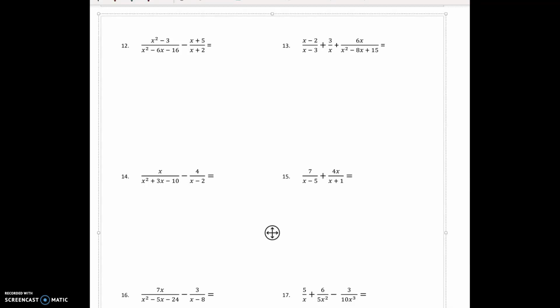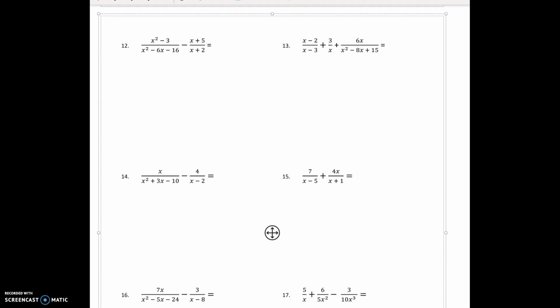All right, so the next section all deals with adding and subtracting. You will need to think about that when you add or subtract, you need common denominators. Also, on any of the subtraction problems, I would suggest you add the opposite. So I'm not going to be doing all of these with you, but I do want to walk through adding the opposite on all of the problems.